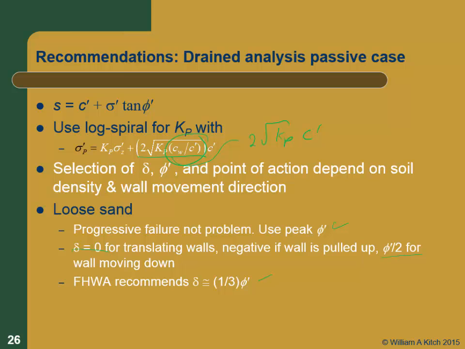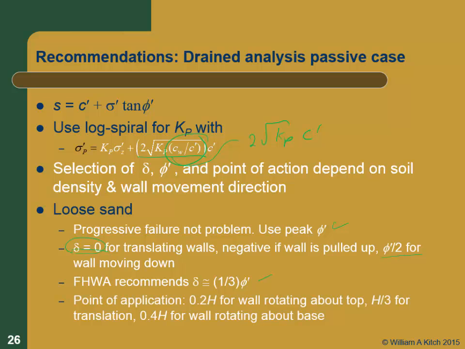When there's failure, the wall relative to the backfill material, this is to the material on the front of the wall, will be moving down. But be careful that it's not moving up. If you want to be more conservative there, you can just go in with a delta equal to zero. The point of application may or may not be important depending on how high the passive area is behind the wall.